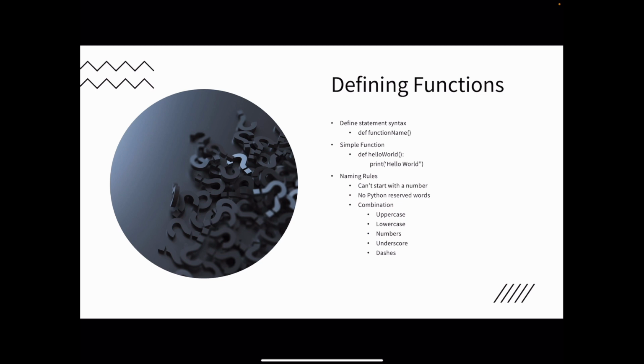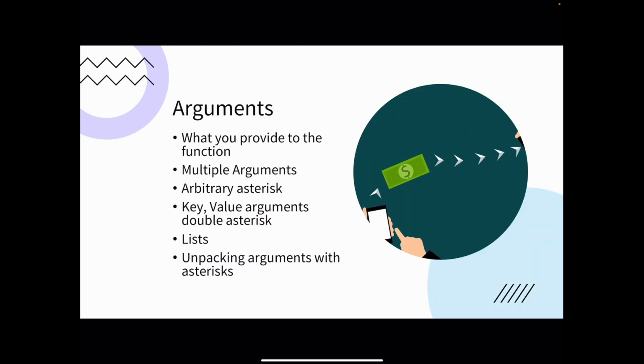There are a couple naming rules. The syntax for defining a function is def, space, the function name followed by open and close parentheses, and then it needs to end with a colon as well. Naming rules: it can't start with a number. It can't be a Python reserved word. There are a few of them in Python, so you cannot use something that would confuse Python because it's already used elsewhere as a built-in reserved word. It can be any combination of upper and lowercase characters, numbers, underscores, or dashes.